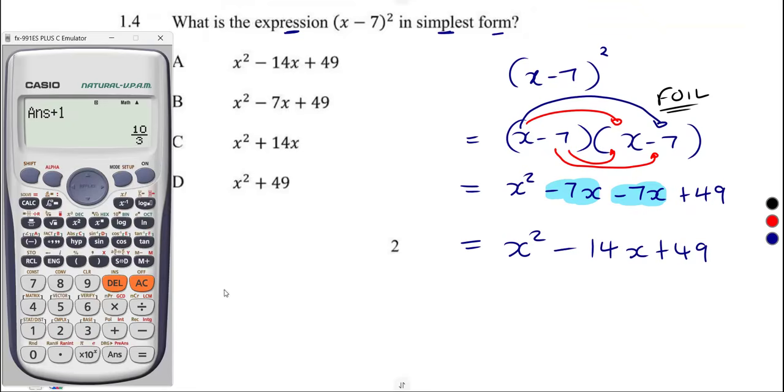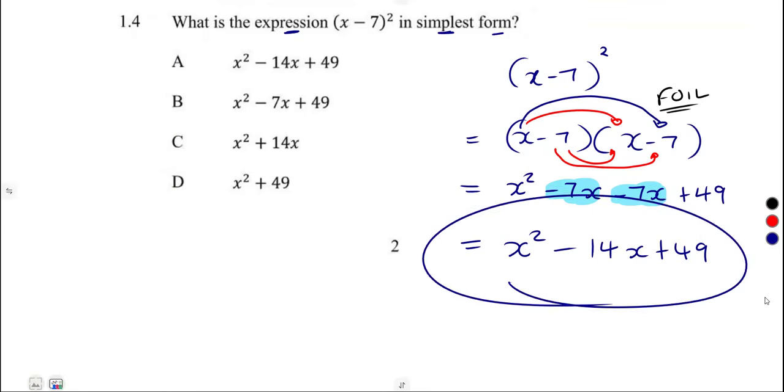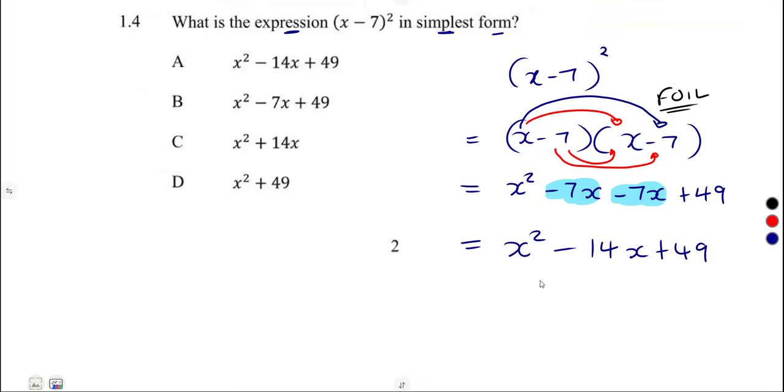Or you can use a calculator. Minus 7 minus 7 is what? Negative 14. So this is what we have. And the best answer was going to be what? This is A. All right, so the best answer there is A on 1.4. Let us move on to 1.5.